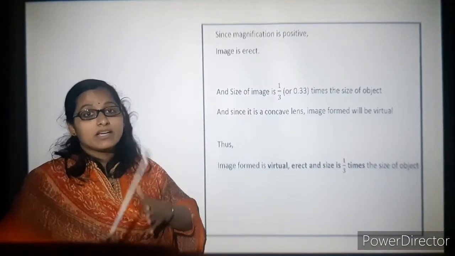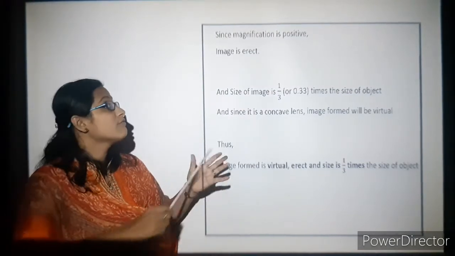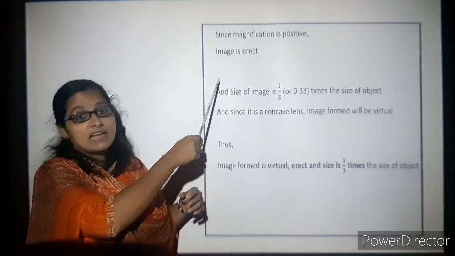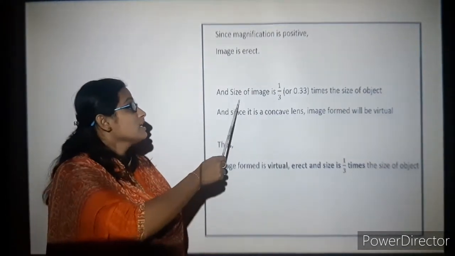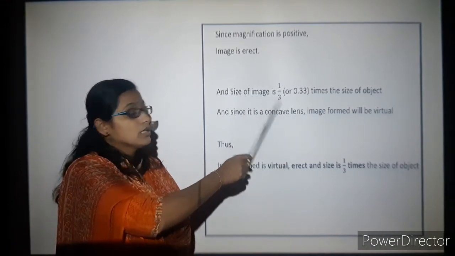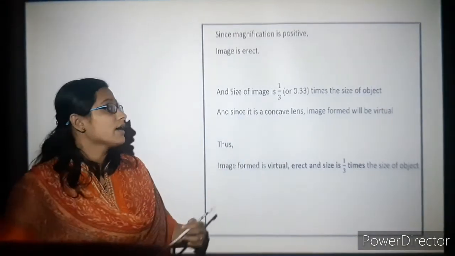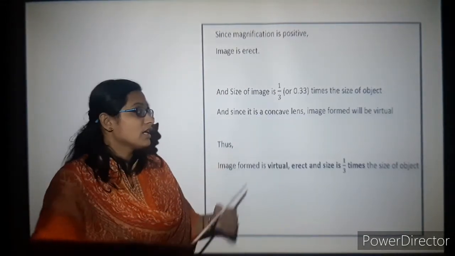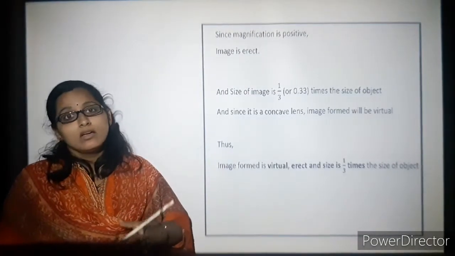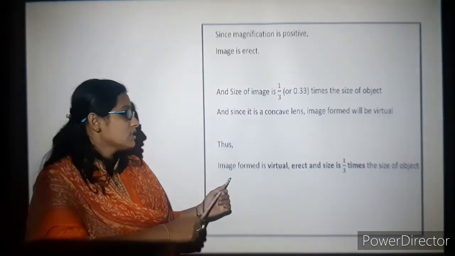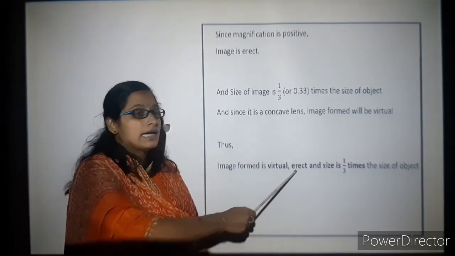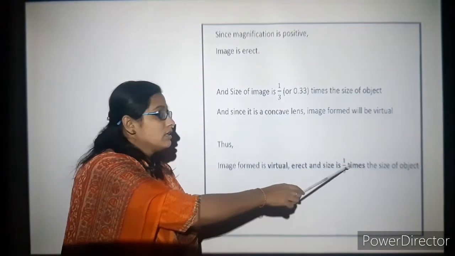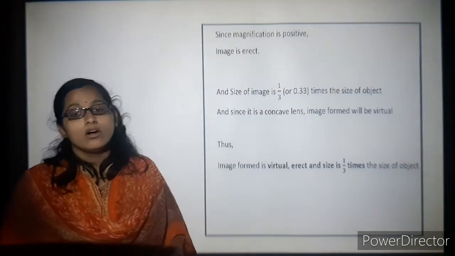So again, get back to the sign conventions and learn from there. If magnification is positive, what is it going to give as an image? The size of the image is 1/3 or 0.33 times the size of the object. Since it is a concave lens, the image formed will be virtual. Thus the image formed is virtual, erect, and its size is 1/3 of the size of the object.